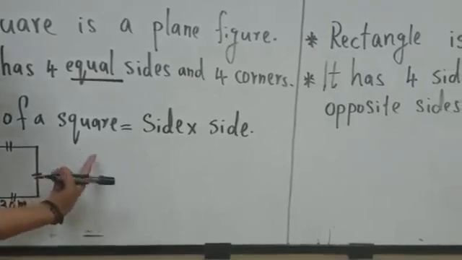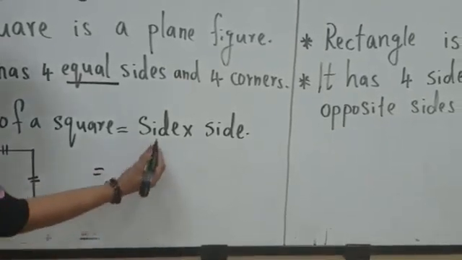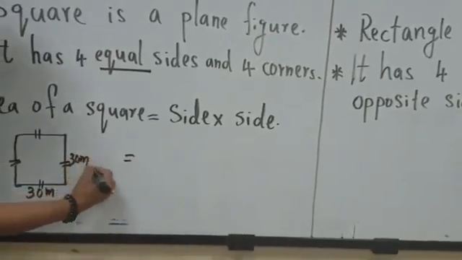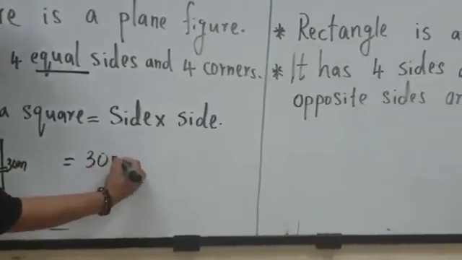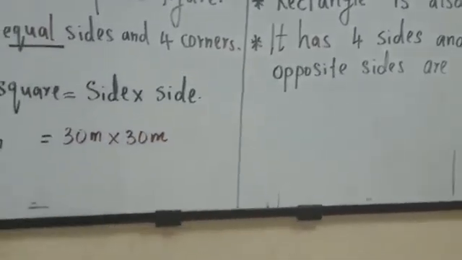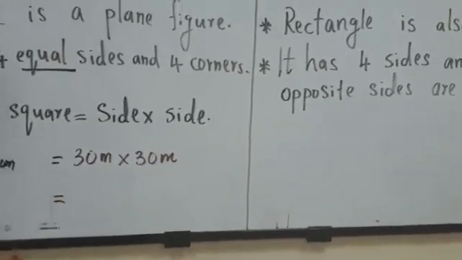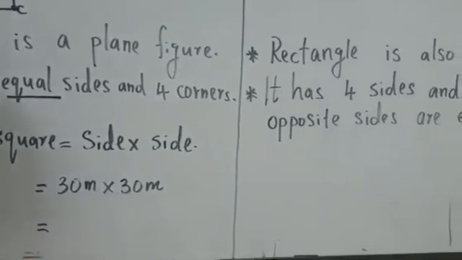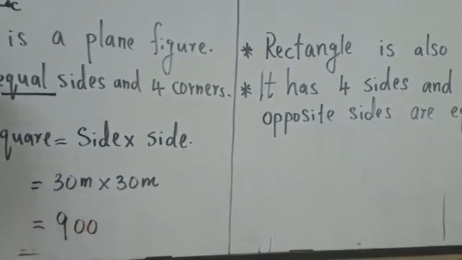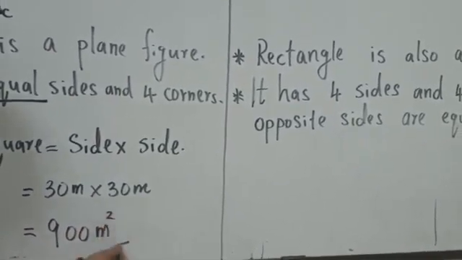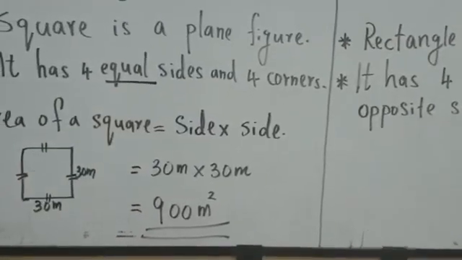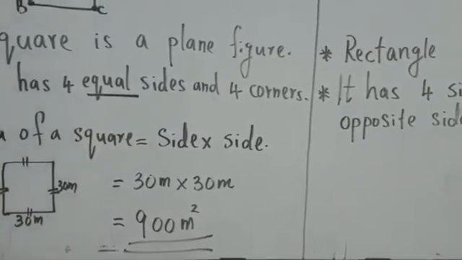So apply the equation there. That means side multiplied by side is equal to 30 meter multiplied by 30 meter. So 30 multiplied by 30: 3 multiplied by 3 is equal to 9, and add the 2 zeros. Square meter. So the area of this square is equal to 900 square meter.